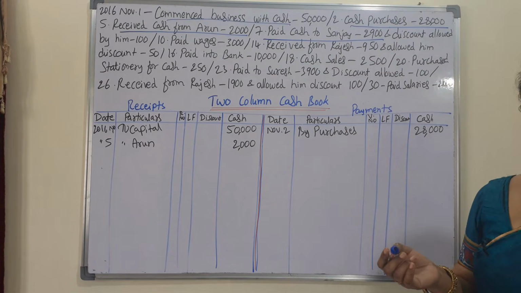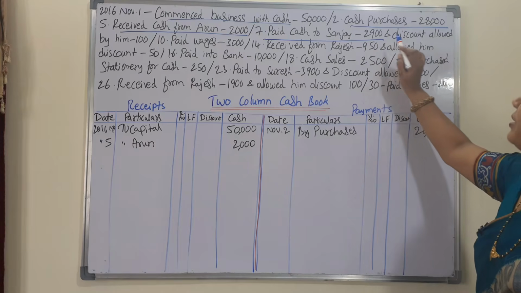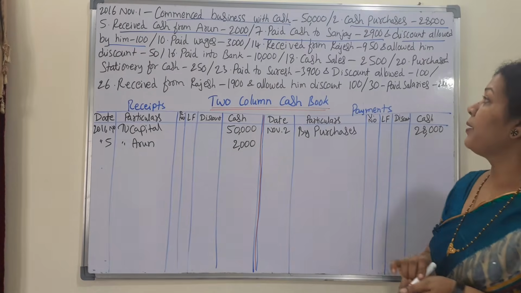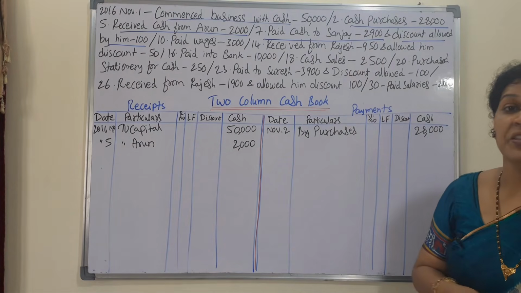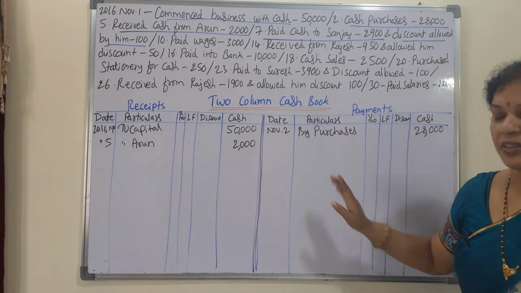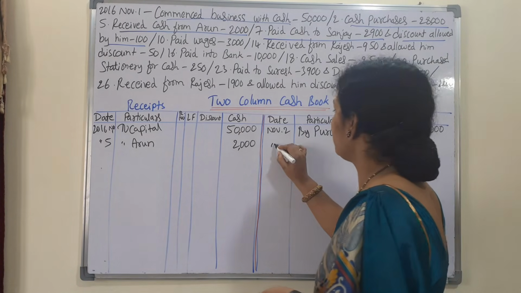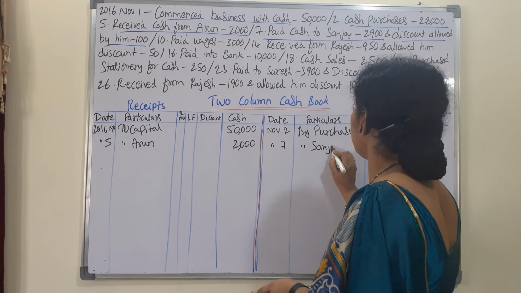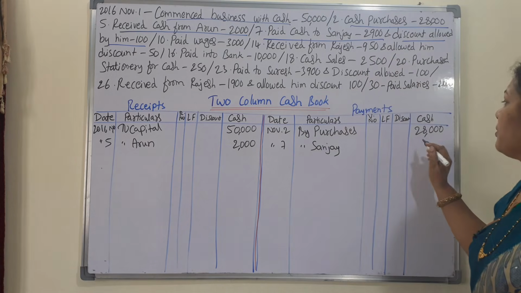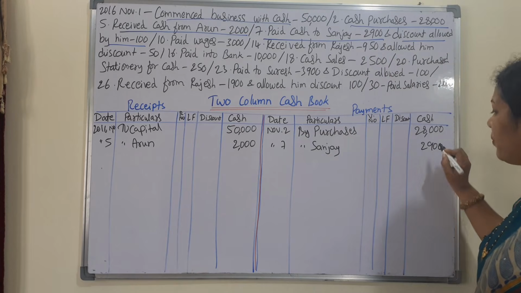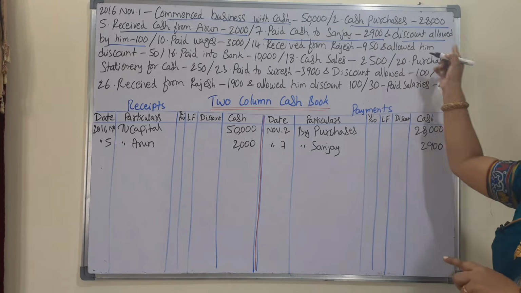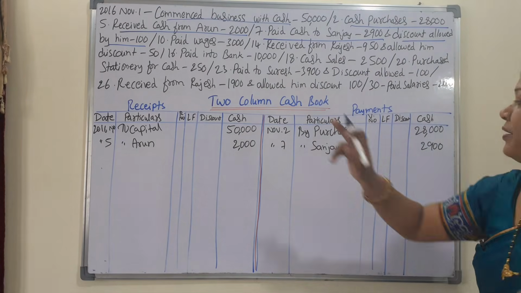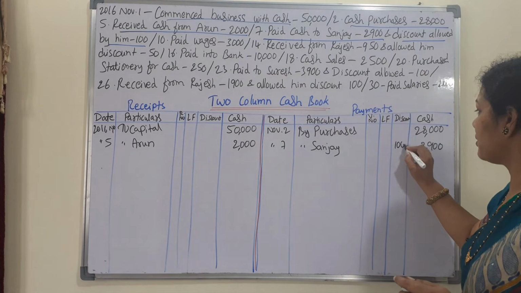Next, on the seventh, paid cash to Sanjay. We are paying cash to Sanjay 2,900 and discount allowed by him 100. Paid cash to Sanjay means it's a payment. All the payments will be on the credit side. So I am writing it on the 7th, by Sanjay, 2,900 I am paying. When I am paying 2,900, he is allowing us a discount of 100 rupees. We will write it in the discount column.